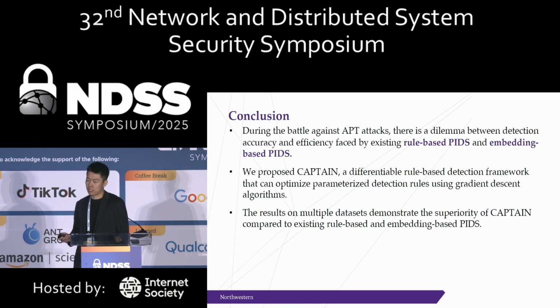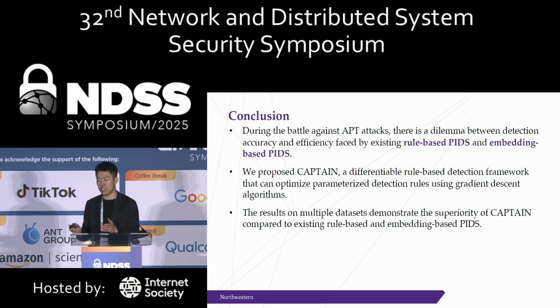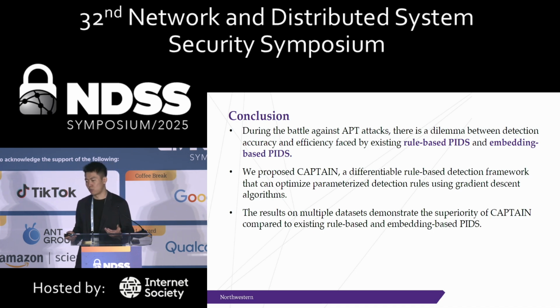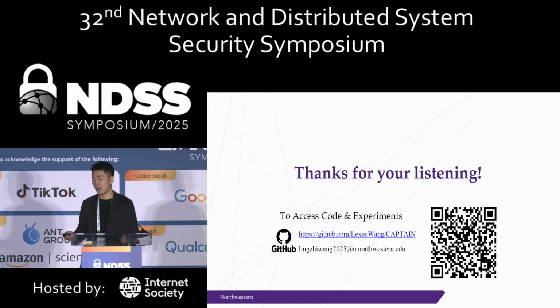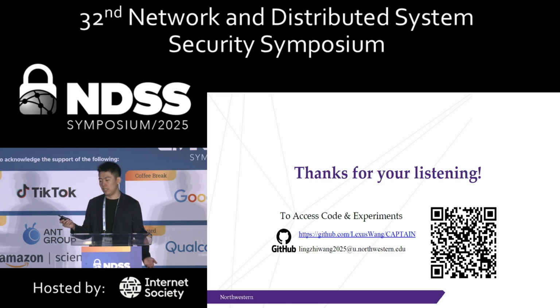And here comes our conclusion. In this paper, we address the dilemma between detection accuracy and efficiency faced by rule-based PIDS and embedding-based PIDS by incorporating a gradient-based optimization algorithm into traditional rule-based detection. In the future, we are trying to incorporate human knowledge to improve the intrusion detection system, and all our code and experiments are publicly accessible in our GitHub repo.